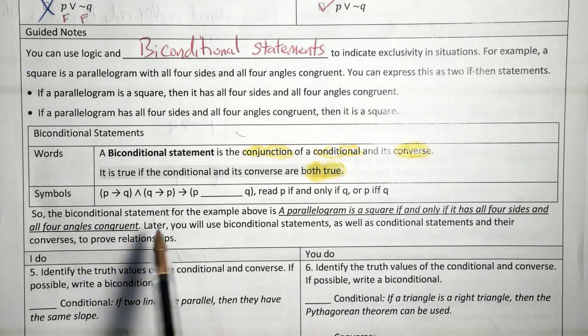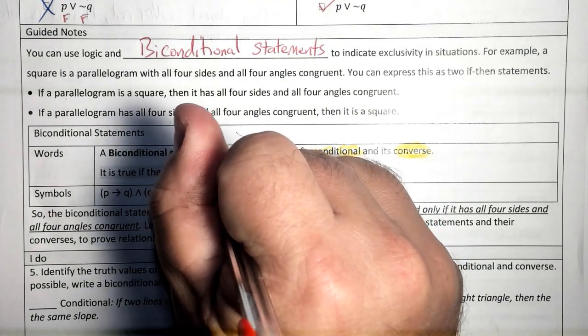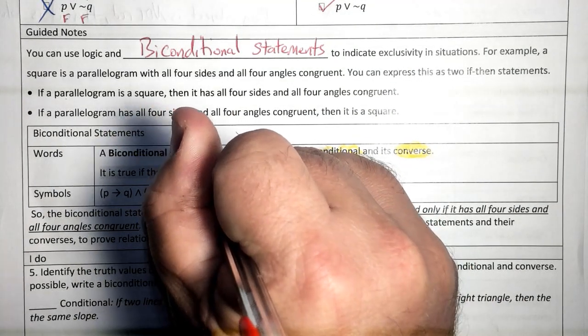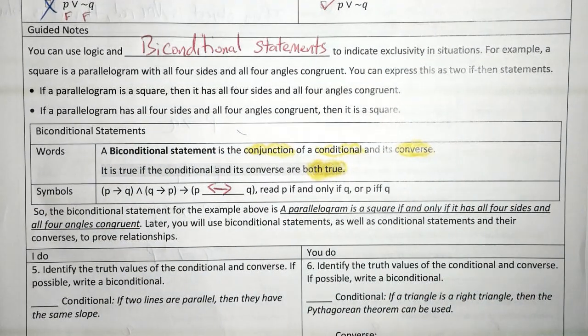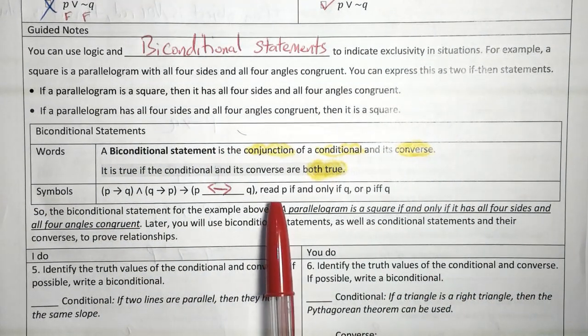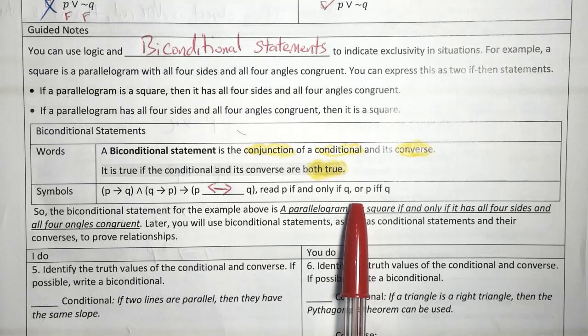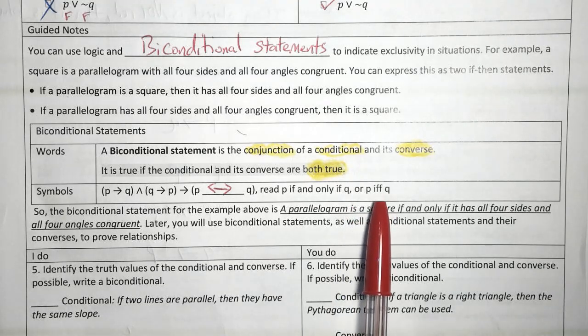We have symbols. The symbol is an arrow going both directions. It's read P if and only if Q, or P if with an extra F, so if Q. So the biconditional statement, for example, above is a parallelogram is a square if and only if it has all 4 sides and all 4 angles congruent.